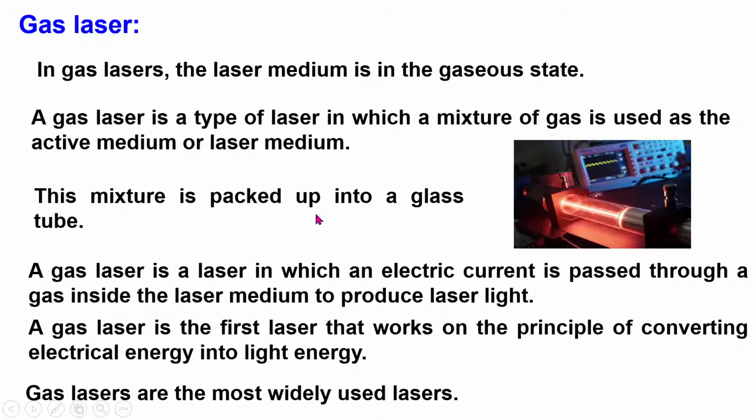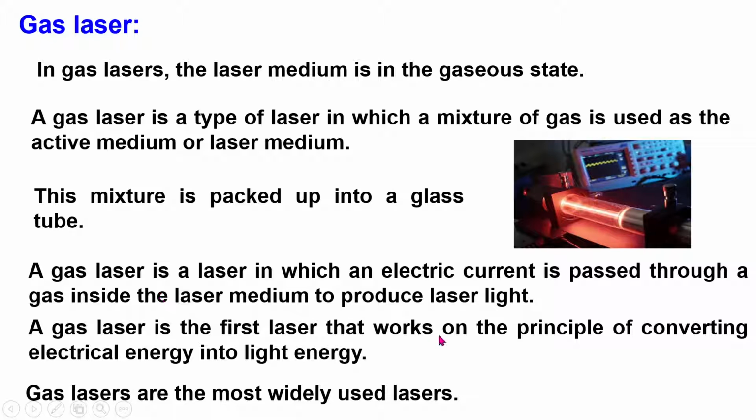In a gas laser, the laser medium is in the gaseous state, and due to that it is known as the gas laser. A gas laser is a type of the laser in which a mixture of the gas is used as the active medium, which is also known as the laser medium, and the mixture of the gas is packed into a glass tube. Now see here in this figure, here is the glass tube and the mixture of the gas is packed into this glass tube.